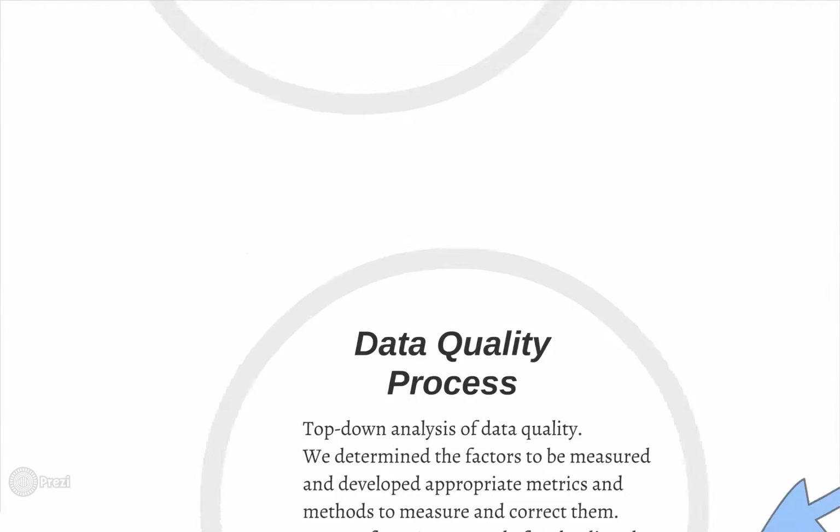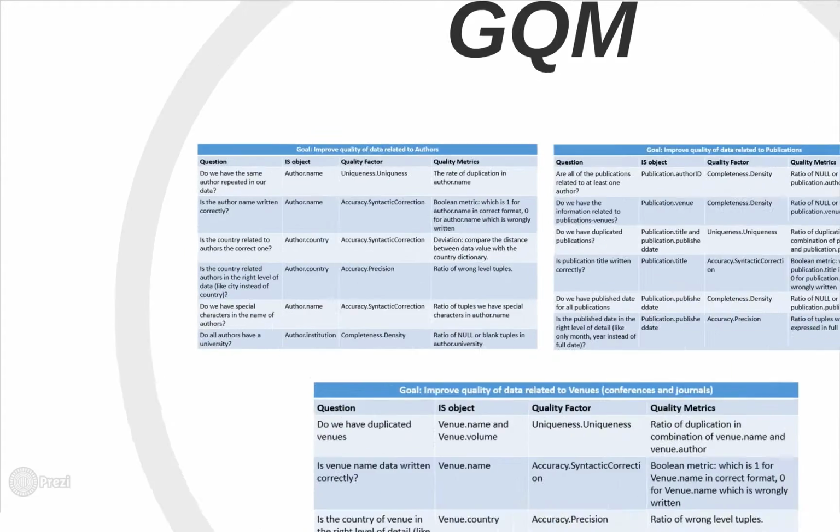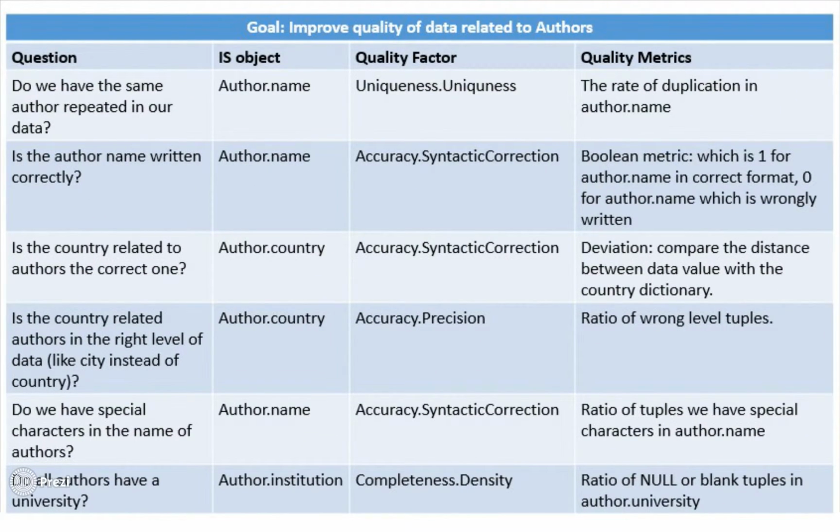So the next one is the Goal Question Metric. To analyze data quality, we use Goal Question Metric to define the factors, the object, and the metrics of the problem we need to correct. First of all, we define the goal, which is the highest level of purpose with which we want to tackle the quality problems. And we focus mainly on 3 main goals. First is the authors, next is the publication, and the final is the venues.